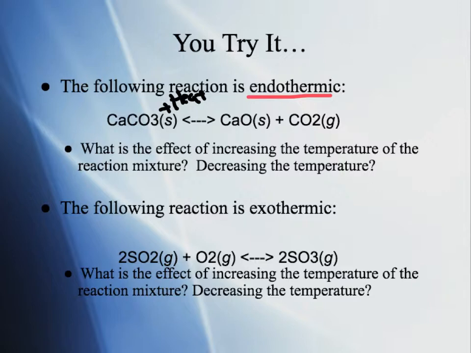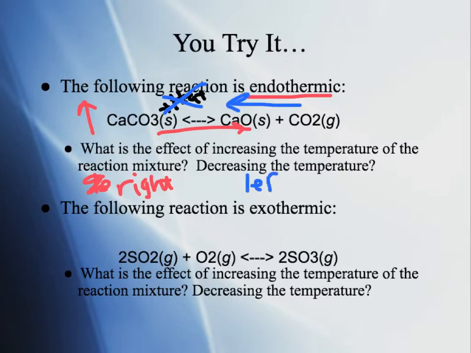So, if it's endothermic, what is the effect of increasing the temperature of the reaction mix? Here we make it hotter. If we increase it and it's on the reactant side, that means it's got to shift left. I'm sorry, that's wrong. Silly teacher. It shifts right. Now, if we decrease temperature, take the heat away, it's going to shift to the left to make more heat, to get back to equilibrium. So that's how that works.